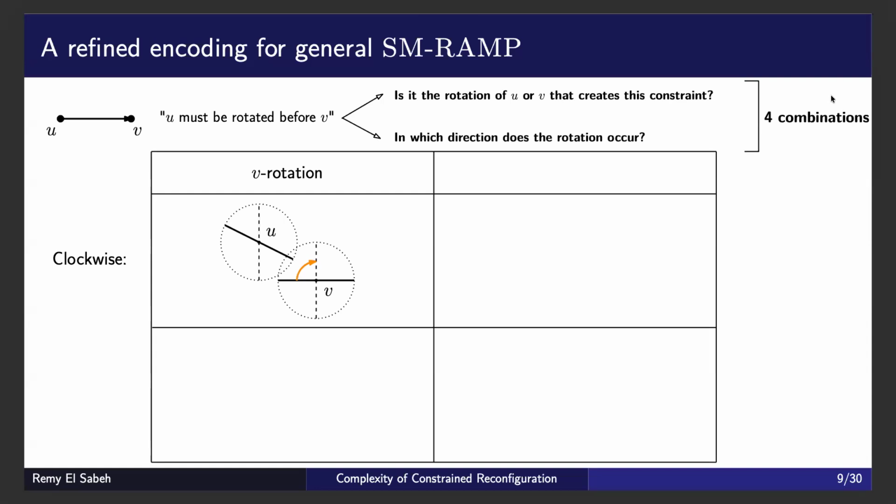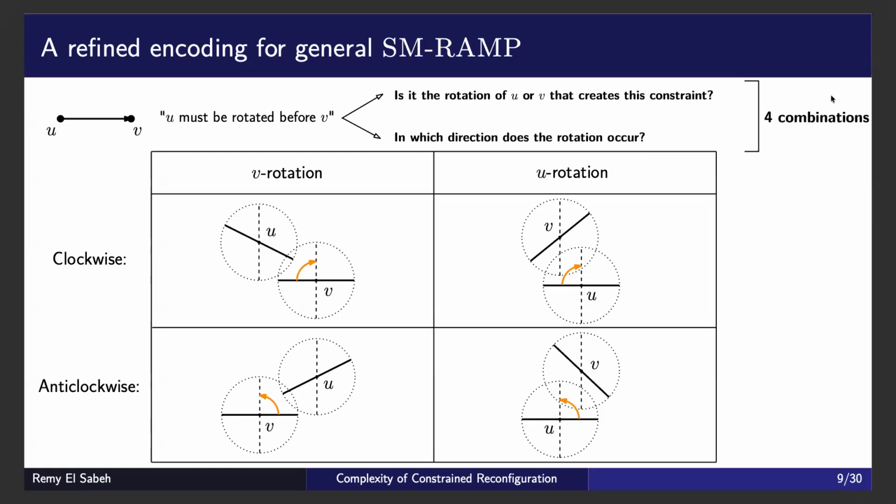So in this example, we chose to rotate V. So that's a V rotation, and we chose to rotate it clockwise. And in this case, you can easily tell that U must be rotated before V. So that's a U rotation example where U is rotating clockwise. And again, in this case, U should be rotated before V, because if V rotates first, it will block U's clockwise rotation. And we're going to have the same thing happen symmetrically for the anti-clockwise rotation.